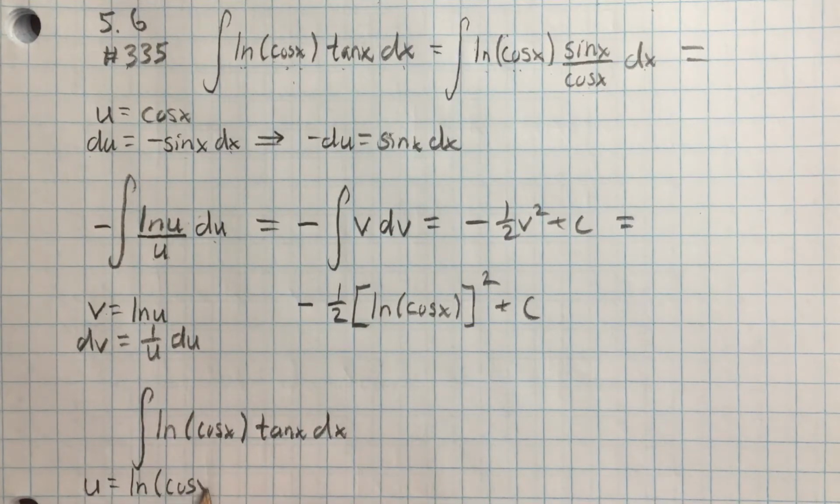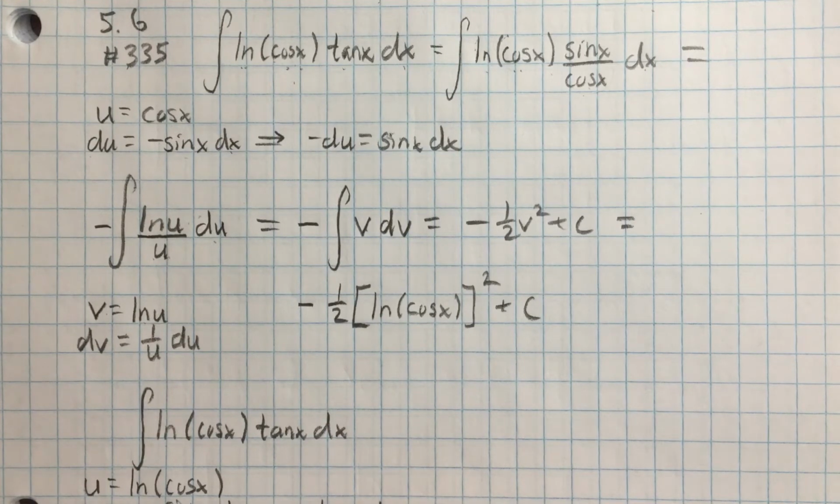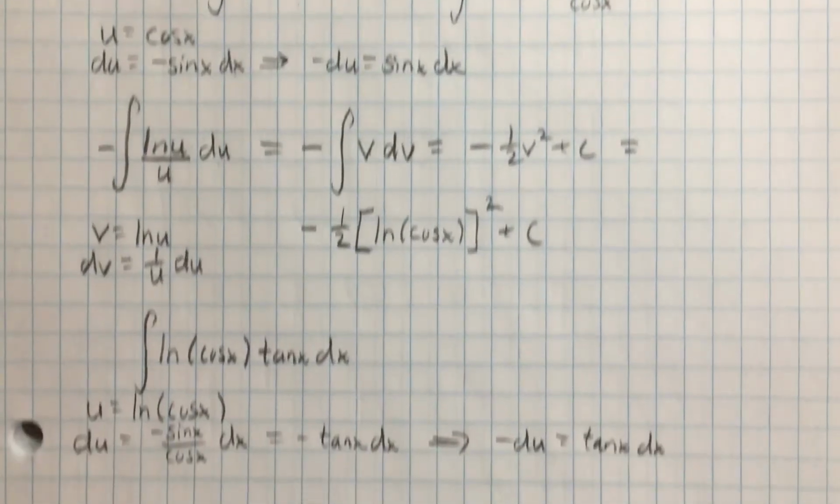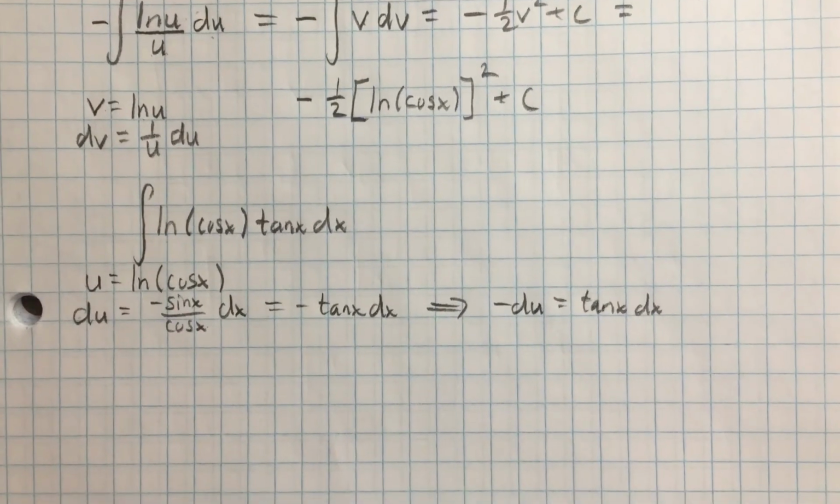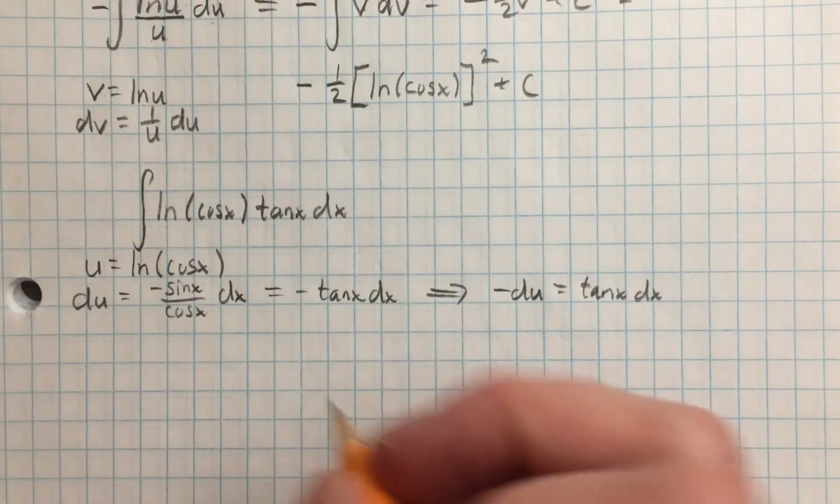just to demonstrate here, u is ln cos, then du should be, according to the chain rule for natural log, the derivative of the inside over the inside. Okay? But this is exactly negative tan x. So therefore that implies that negative du is tan x dx. So therefore everything can be replaced in one shot.